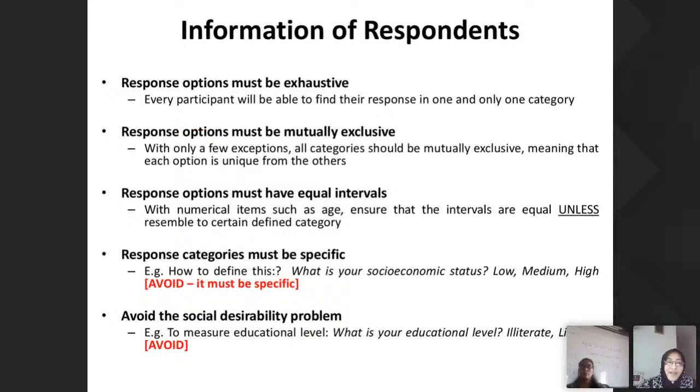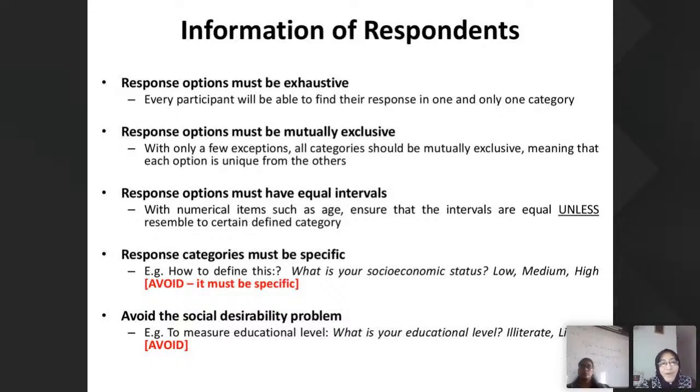Okay, another thing before we move forward. Usually in an instrument, we will have a section whereby we would like to take some information of the respondents. We will have the socio-demographic data. People usually think that it's very easy, we just put age, gender, and so on.